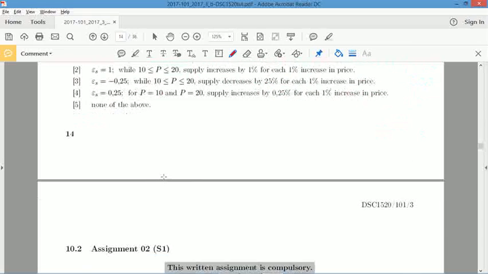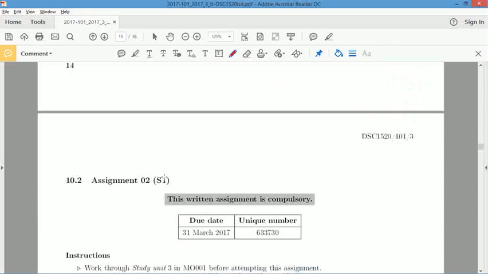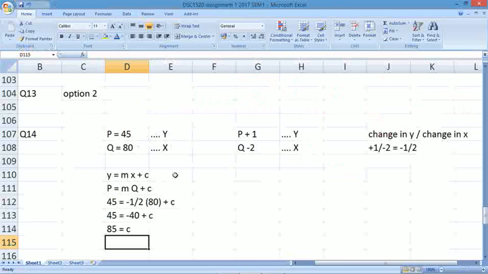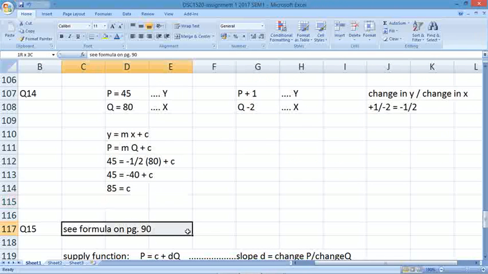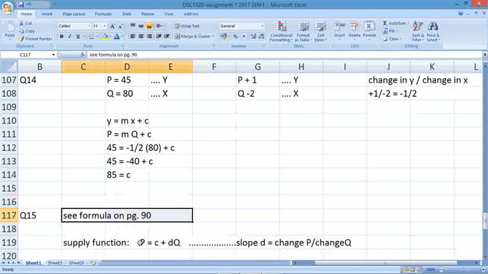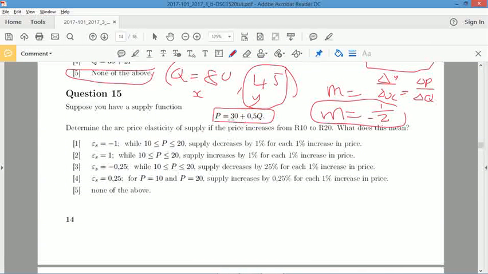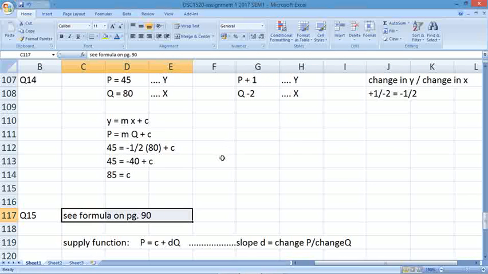Alright, question 15, guys. I think this is the last question. Suppose you have a supply function. So the supply function is P equals C plus DQ. That's what we've got. So D is the variable here that we've got.